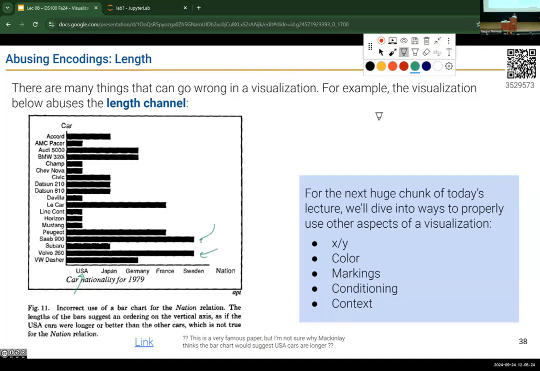bars here does not encode any information, and the ordering of all of the data points that we have here and also here does not encode any information. So that's why this is an example that the length encoding is being abused on the x-axis.